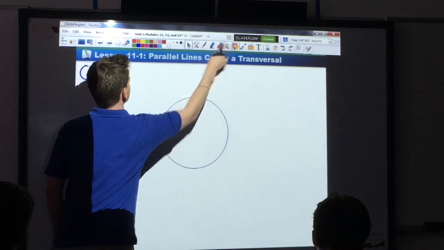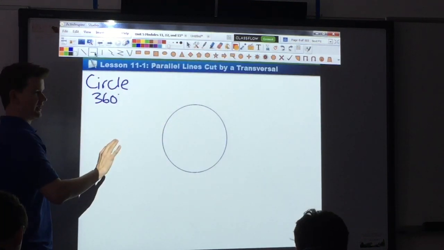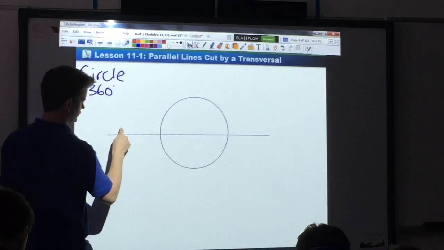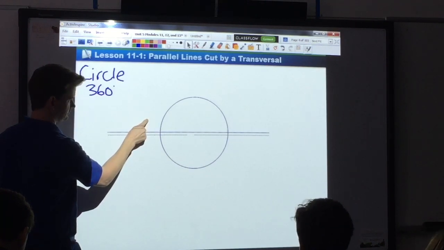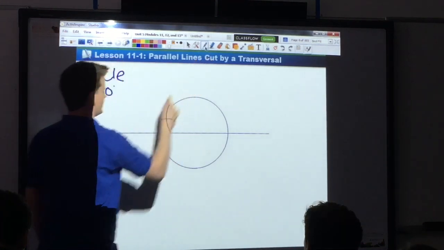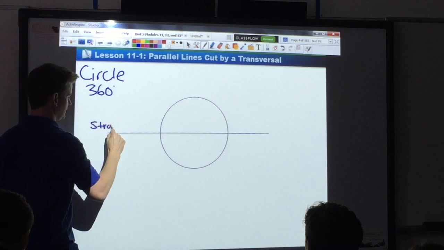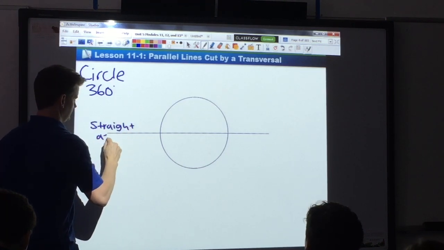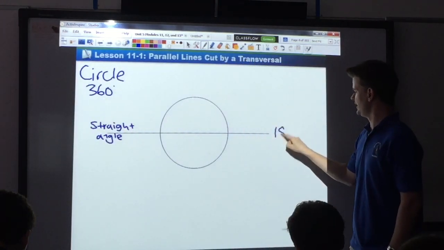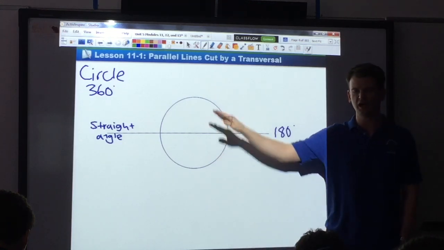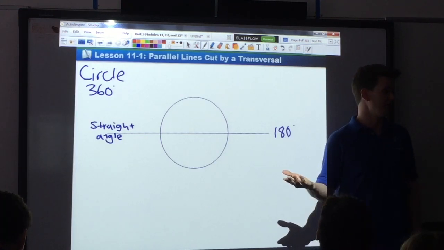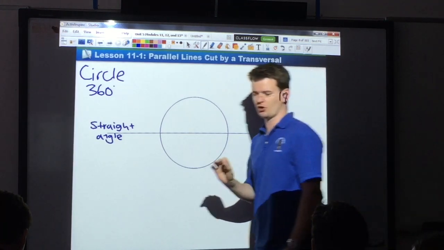Now, if I were to take this circle and put a straight line through it, let's see what would happen. Right through the middle of the circle, right about there. Yeah. Right about there. Okay, so I cut the circle in half. Now this line right here is known as a straight line or a straight angle. Anybody know how many degrees a straight angle is? 180 degrees. And that also makes sense because if we cut a circle in half, each half is going to be how many degrees? 180 degrees. Less drawing, more just paying attention up here.